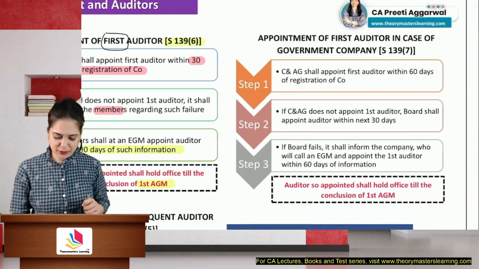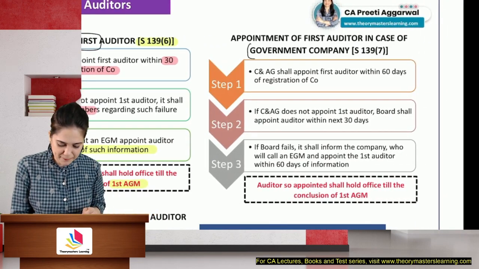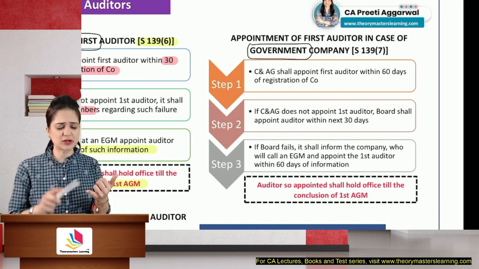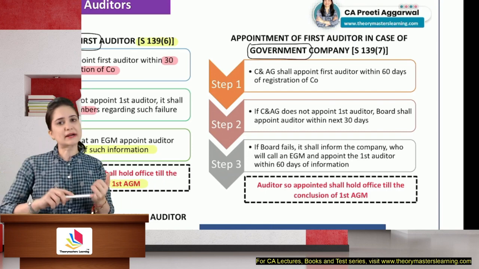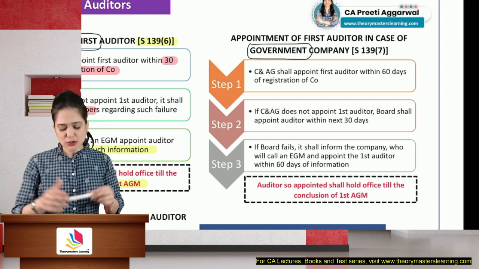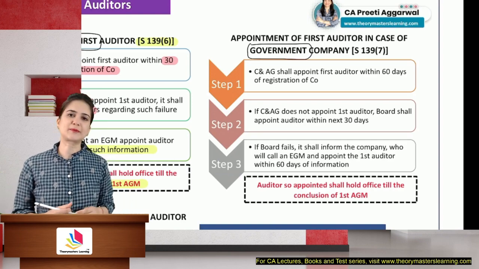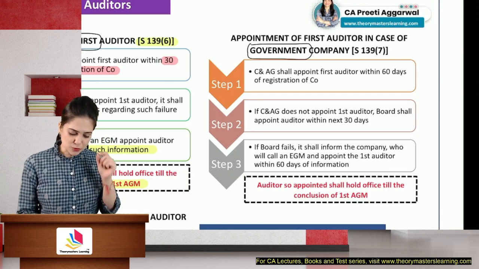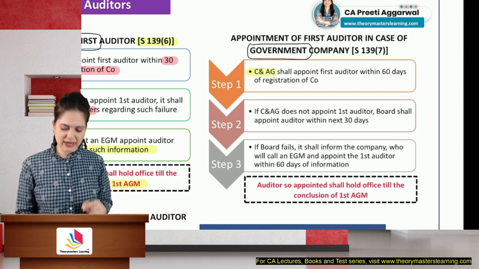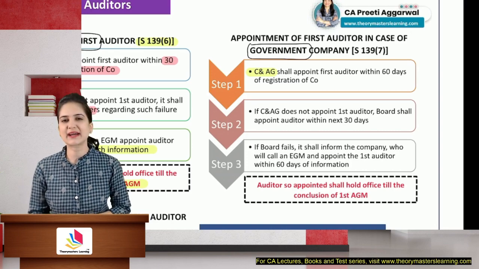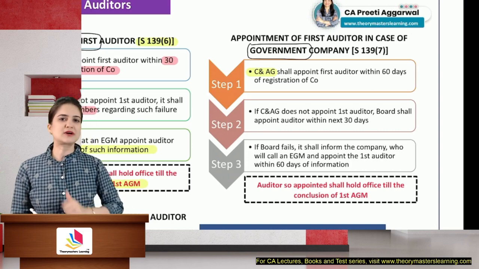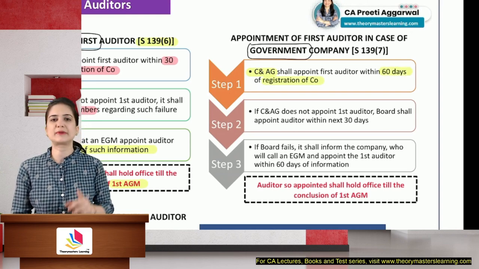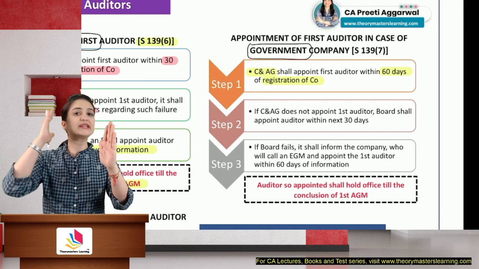But what about appointment of first auditor in case of a government company, or a company which is either owned or controlled directly or indirectly by central government, one or more state governments, partly by central, partly by state government? These are the provisions which apply to appointment of first auditor, section 139 subsection 7. The Comptroller and Auditor General of India. So this is to be highlighted. If you have the chart book, please highlight along with me. The Comptroller and Auditor General of India will appoint the first auditor within 60 days of registration of the company. So CAG will appoint the first auditor within 60 days.